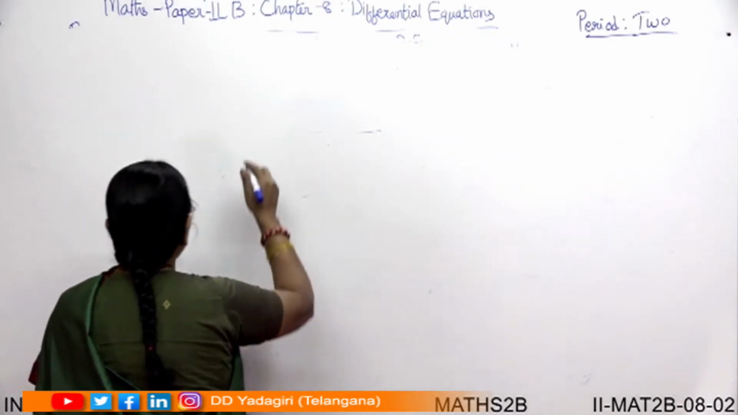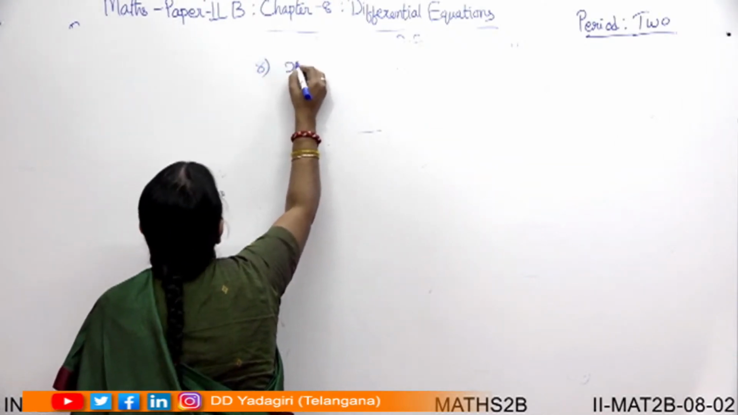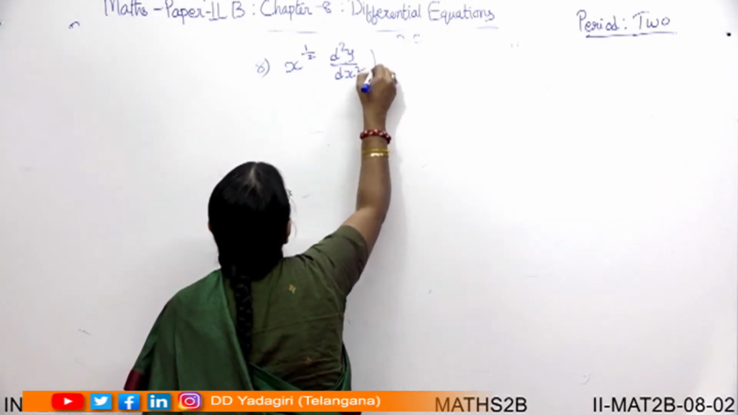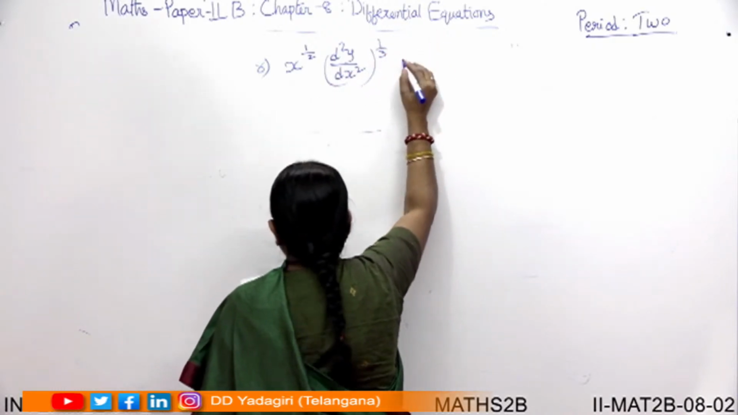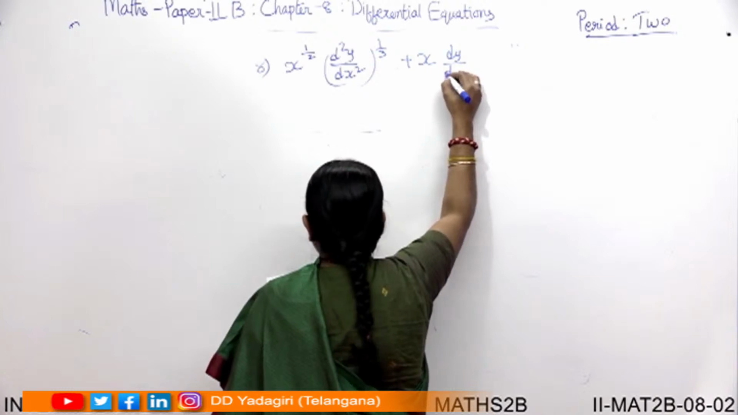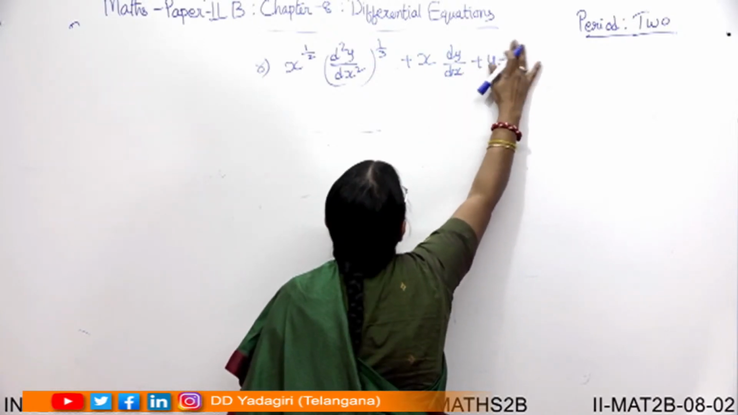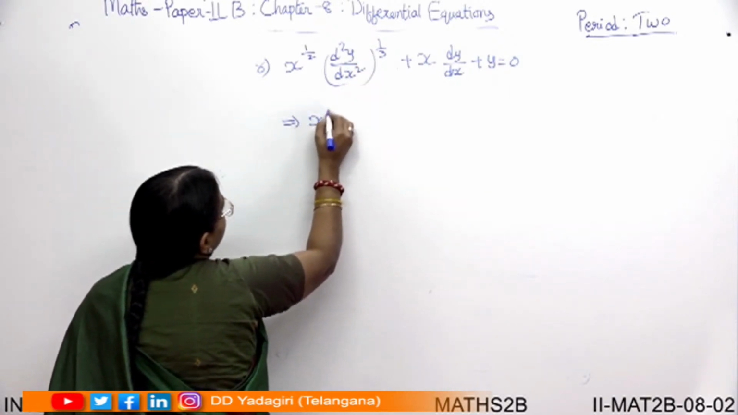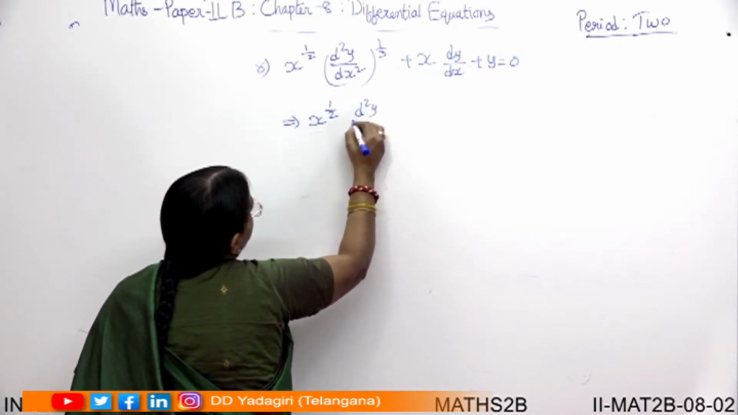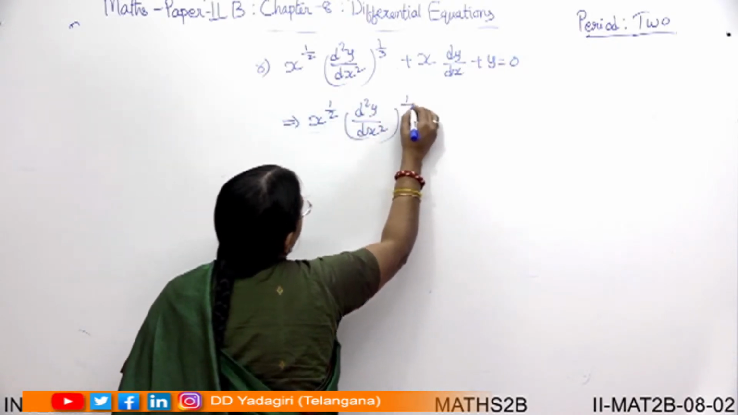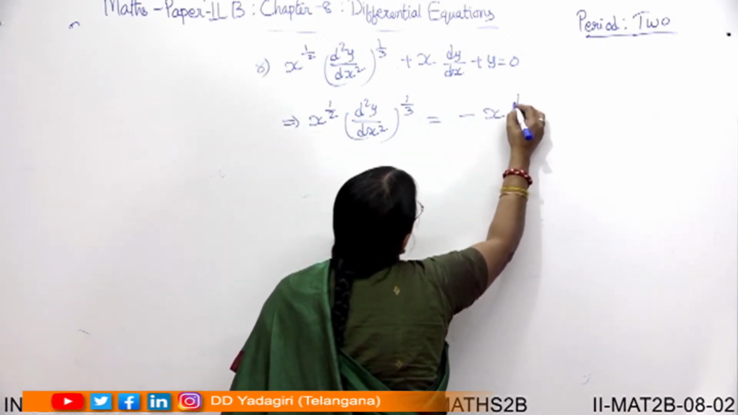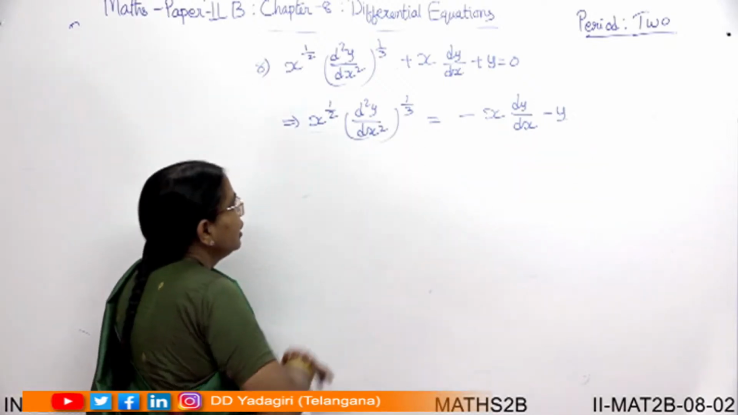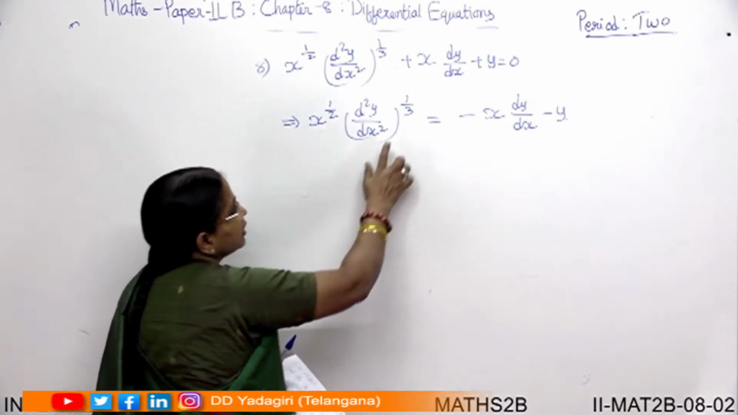The eighth problem was x to the power half into (d square y by dx square) whole to the power 1 by 3 plus x into dy by dx plus y is equal to 0. So here again you have a fractional power for the derivative. So you must write x power half into (d square y by dx square) whole to the power 1 by 3 is equal to minus x dy by dx minus y. Now this power should be removed. You can have a fraction as a coefficient, no problem, but this power should be removed.